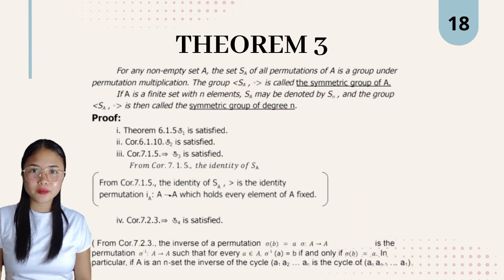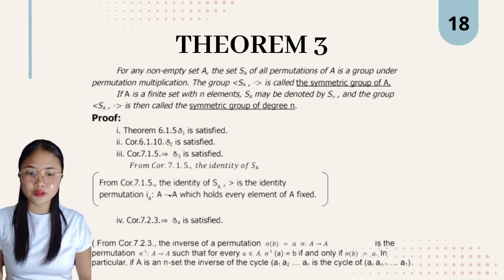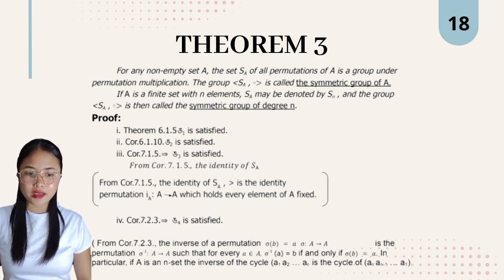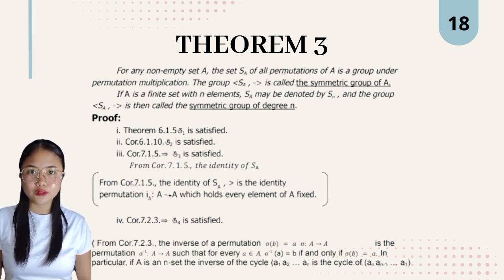So we have Theorem 3. For any non-empty set A, the set S sub A of all permutations of A is a group under permutation multiplication. The group S sub A is called the symmetric group of A. If A is a finite set with n elements, S sub A may be denoted by S sub n, and the group is then called the symmetric group of degree n.